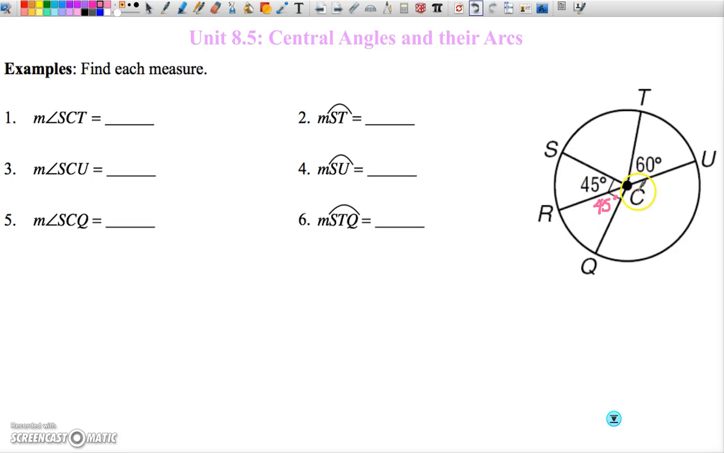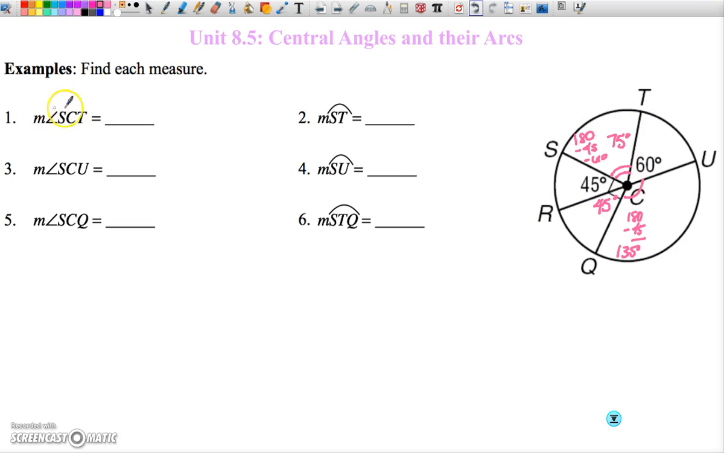RU is a diameter, so to get this angle in here, so from here to here, we're going to take 180 and subtract 45 from it, which gives us 135. So this angle right here is 135. And then to get this angle right here, we're going to take 180 and subtract 45 and also subtract 60 from it for a total of 75 degrees. So now that we have all the angles, we can actually get all of the arcs as well.